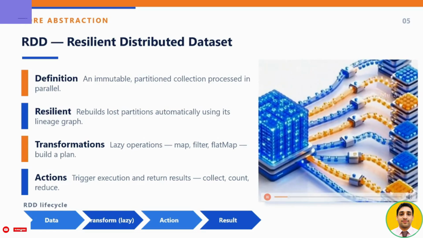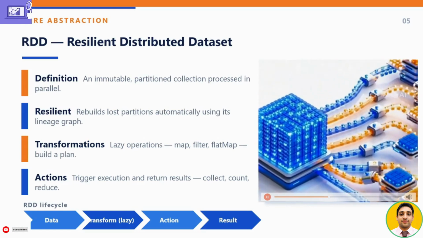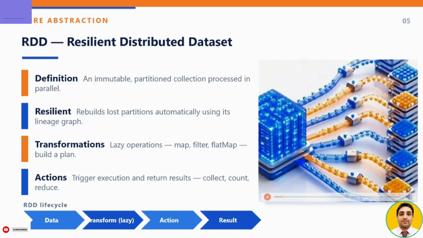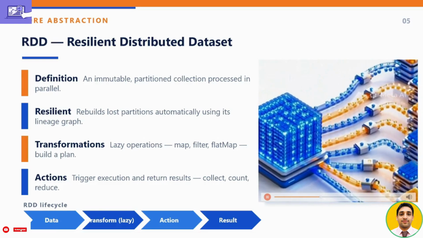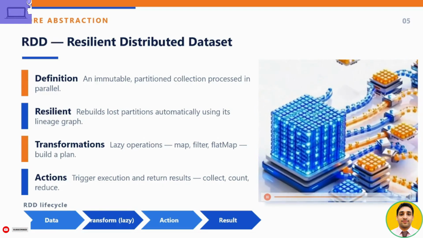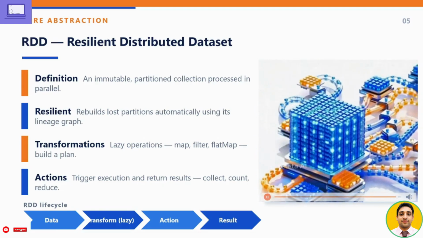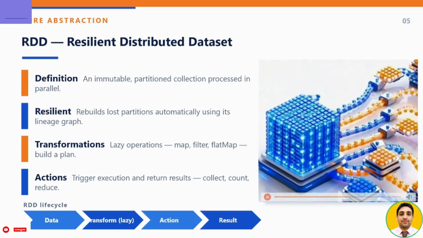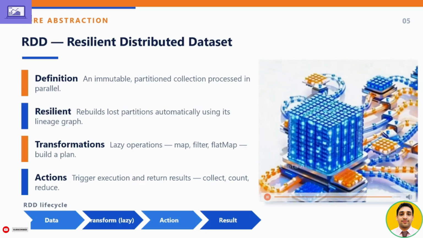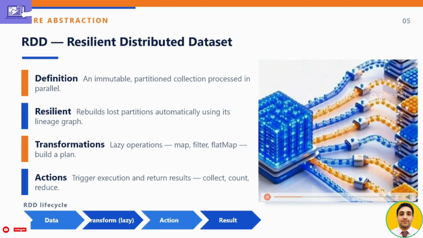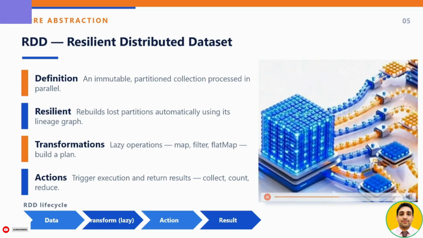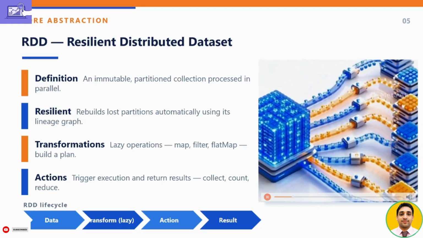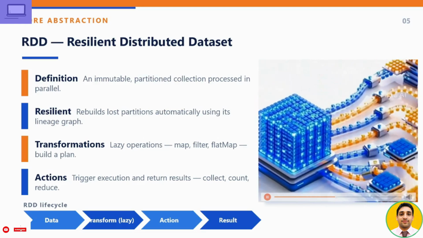The word resilient is key here. If a partition of data is lost due to a machine failure, Spark can automatically rebuild it using something called a lineage graph, which is essentially a recorded history of how that data was derived. This makes RDDs fault tolerant by design.